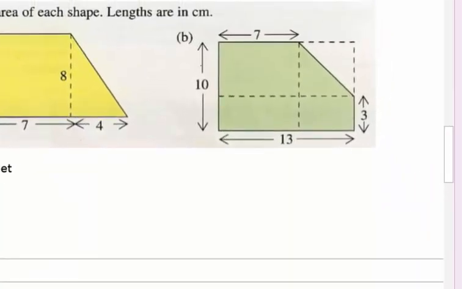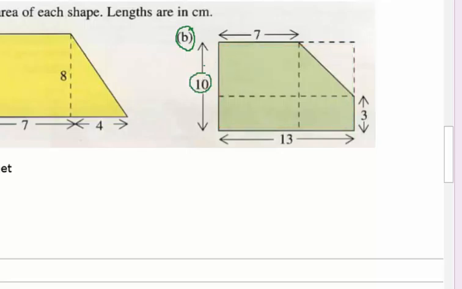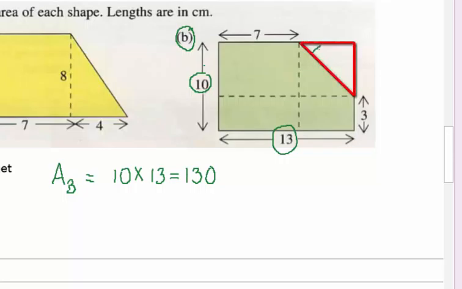Let's try and work out B in a similar fashion. So we're looking at B now. This is tackled in two different ways, really, if you want. We can work out the area of the whole rectangle, the outside rectangle, which is going to be 10 high and then 13 wide. So the area of the big rectangle is going to be 10 times 13, which equals 130. Now I want to work out this area in here and chop it out.